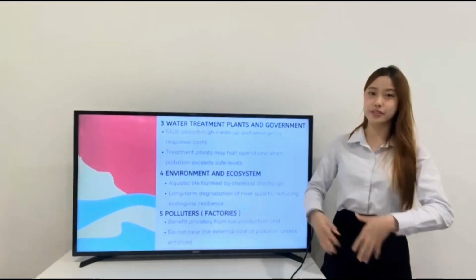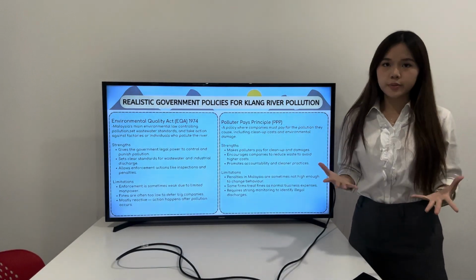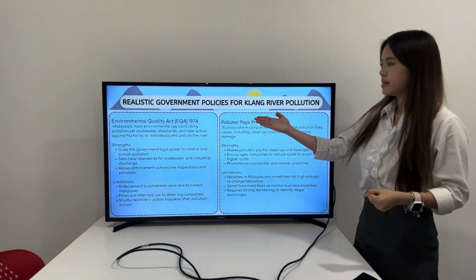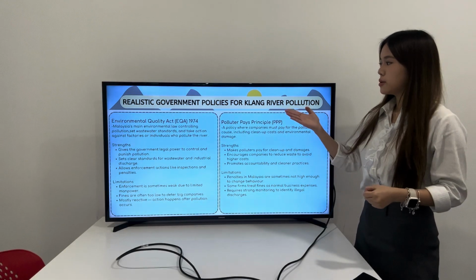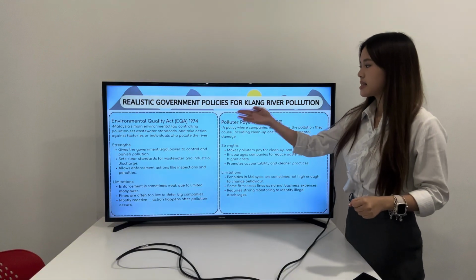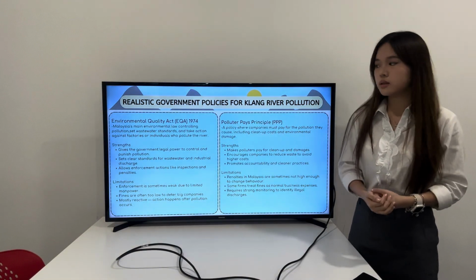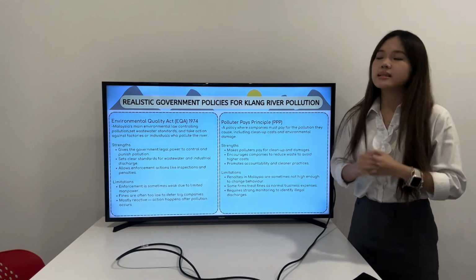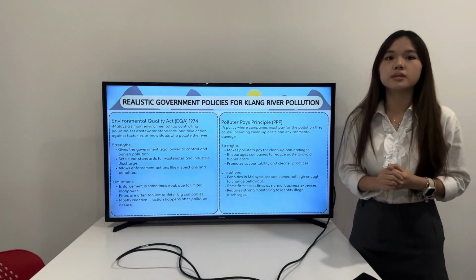And now I will pass it to the next person. A realistic government policy approach used to manage water pollution in Malaysia is the Environmental Quality Act and the Polluter Pays Principle. The Environmental Quality Act is the main environmental law to control pollution, set wastewater standards, and take action against factories or individuals who pollute the water.